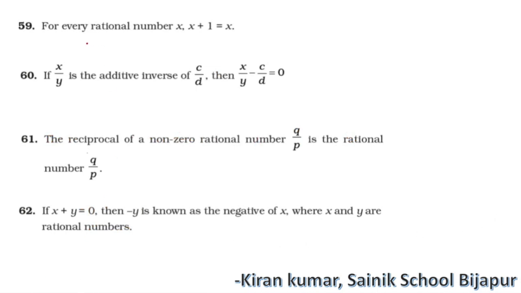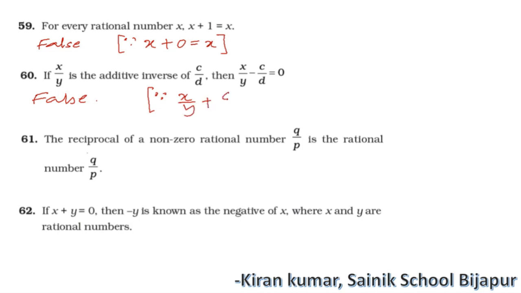Statement 59. For every rational number x, x plus 1 is equal to x. This statement is false because x plus 0 will be equal to x, not x plus 1. If x by y is additive inverse of c by d, then x by y minus c by d equals 0. This particular statement is a false statement because the sum has to be 0, not the difference, it's the sum.